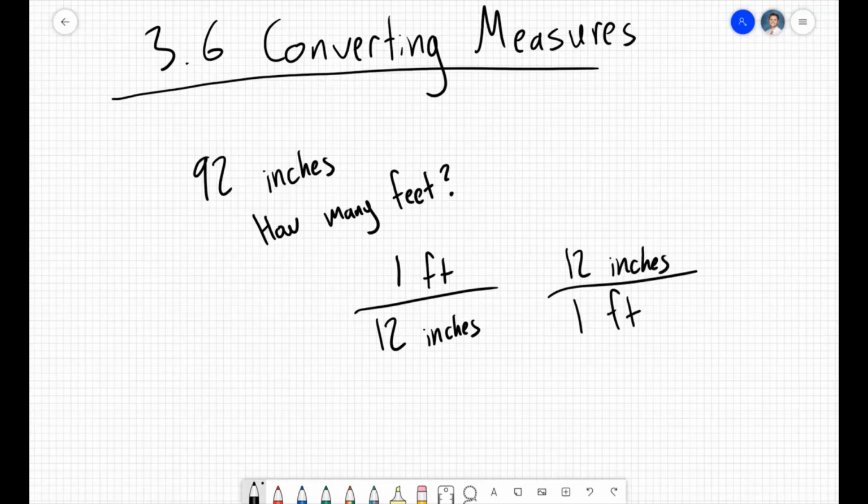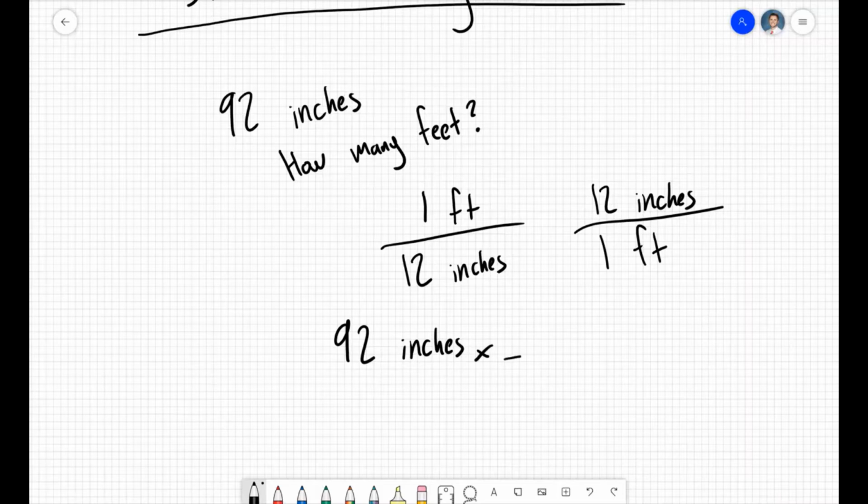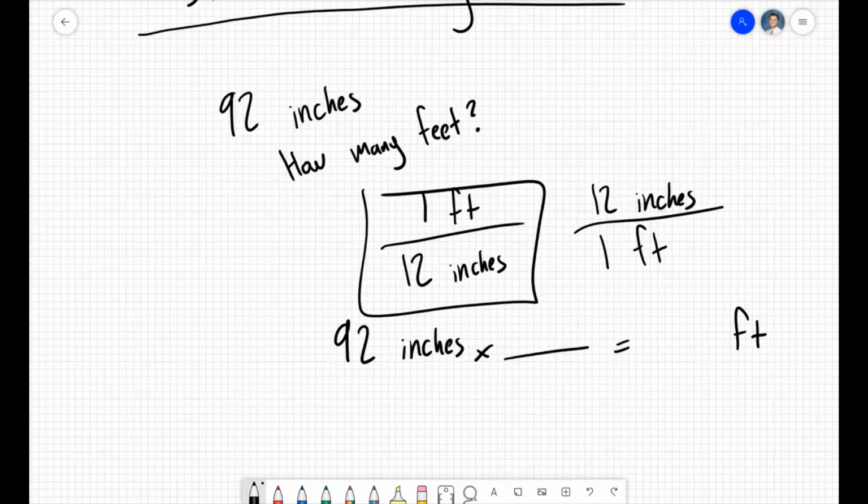Now I can use this to help me convert this problem. I've got 92 inches, and I want to know how many feet that is. So I'm going to multiply by the conversion factor, and I want my answer to be in feet. So this will be the conversion factor that I want to use, because that has feet in the numerator.